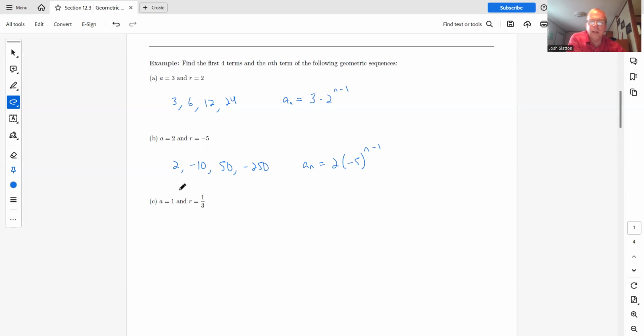And then in this one we have a is 1, r is 1/3, so the first term is 1. 1 times 1/3 is 1/3. 1/3 times 1/3 would be 1/9. 1/9 times 1/3 would be 1/27. And then for the nth term, we don't have to write the 1, so we could really just write this as 1/3 to the n minus 1.